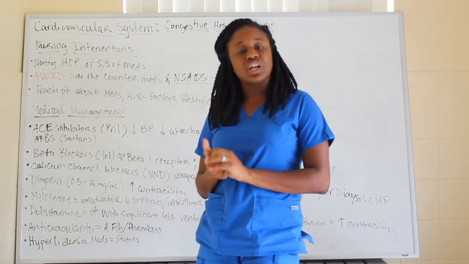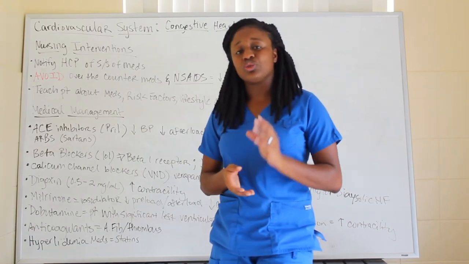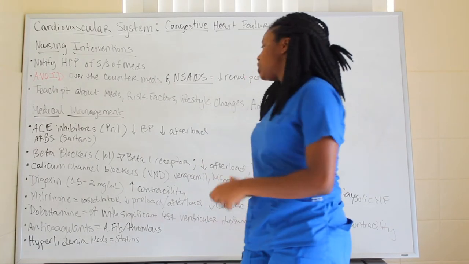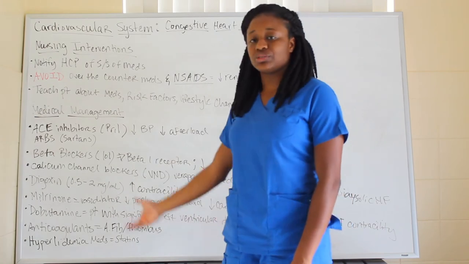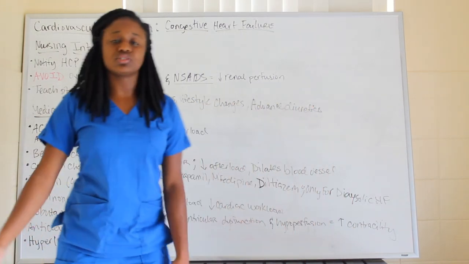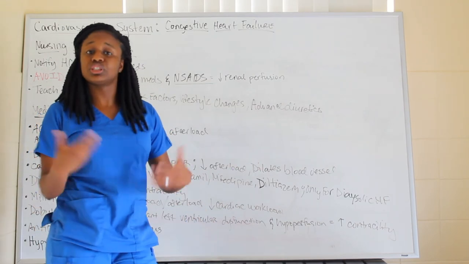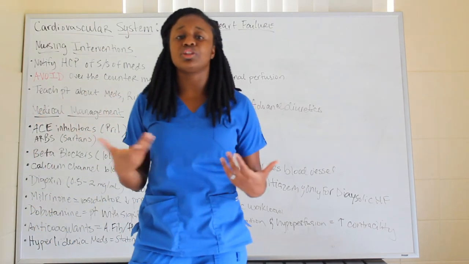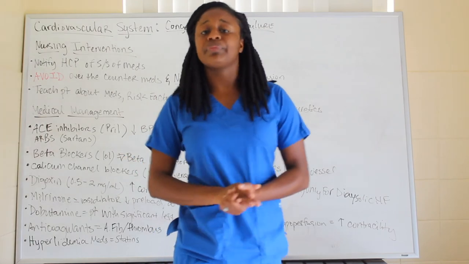Also, another thing with the digoxin, when you're giving the IV, you want to make sure that you're pushing it slow. Also, you have milrinone, which is a vasodilator, and what it does is it decreases the preload and afterload, and also decreases the cardiac workload, which is a good thing because you don't want the heart to work hard, you want the heart to work smart, okay?